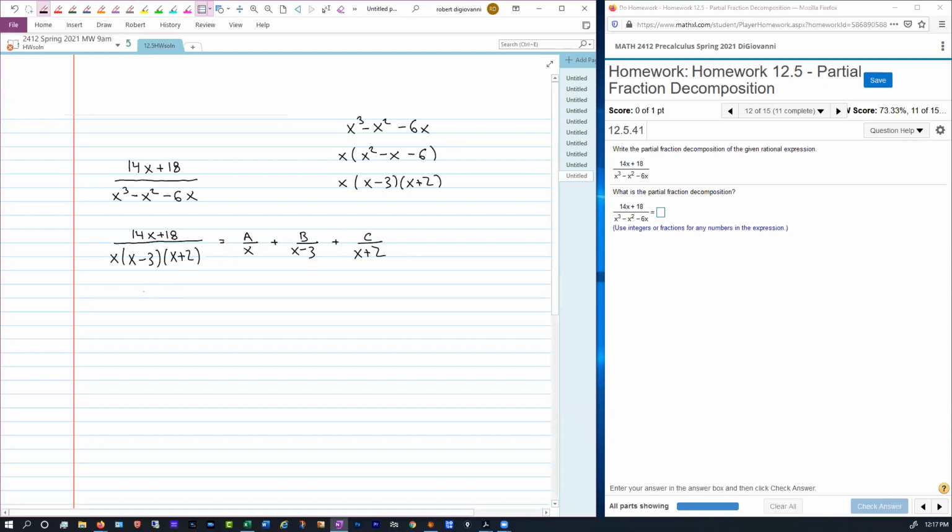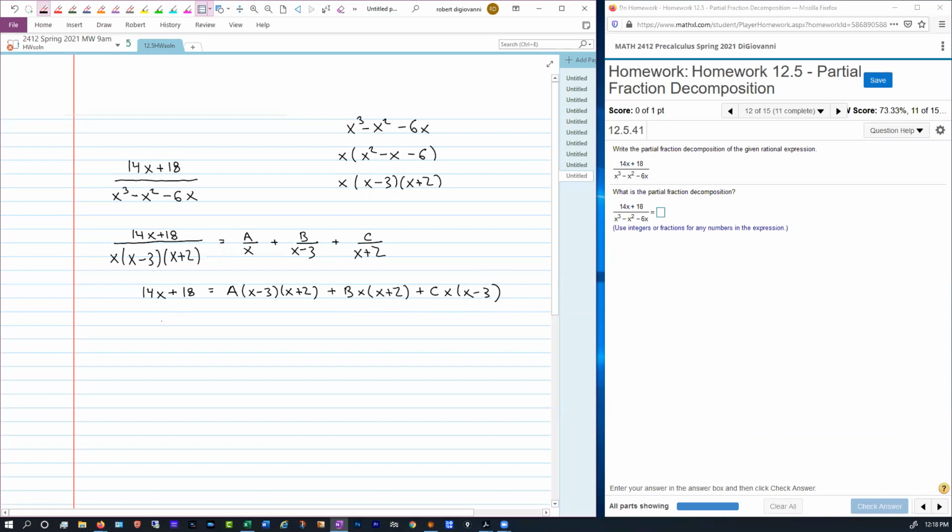So we should be left with 14x plus 18 equals, we'll be left with the a here. The x cancels, so we'll start with x minus 3, still have x plus 2. Next one, the b stays, and now we still have the x and the x plus 2. Now last one, the c stays, and we should still have the x and then the x minus 3. All right, short way. So let's get a.